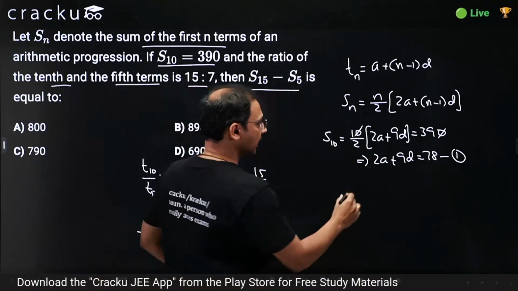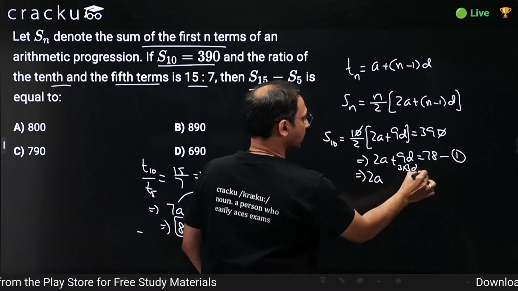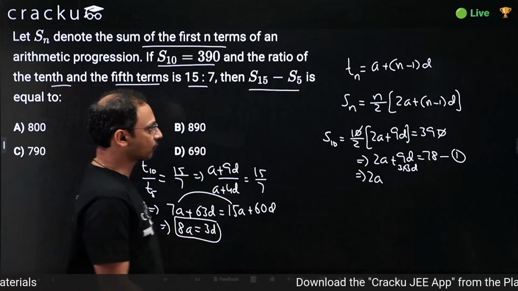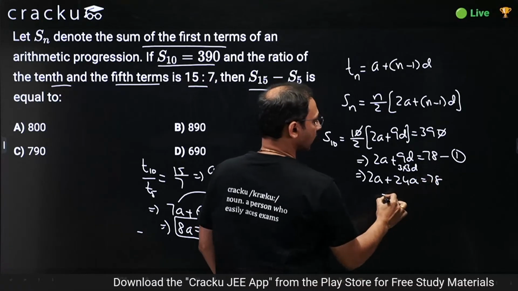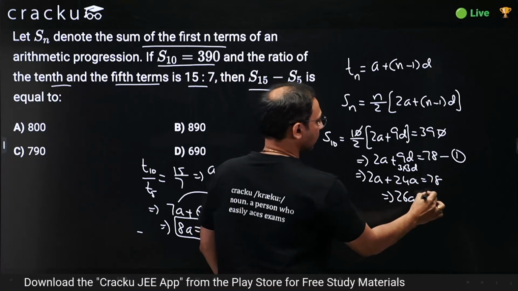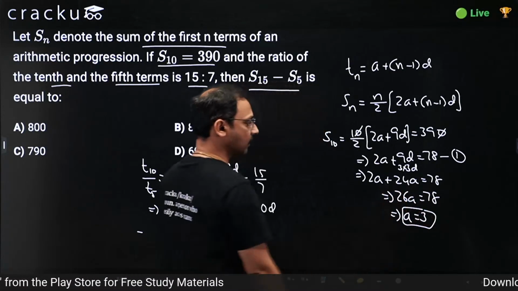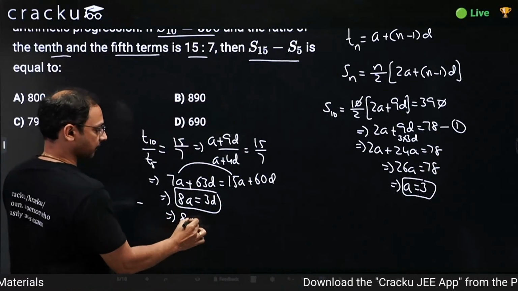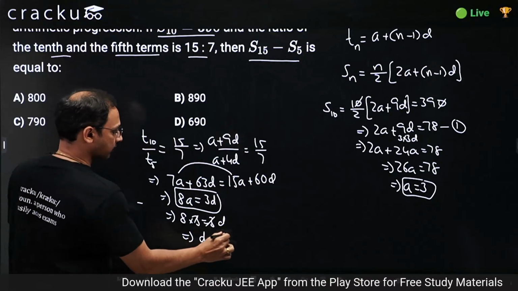Here we have 9d. So 9d I can write as 3 into 3d. Thrice of 3d will become thrice of 8a, that will be 24a. So this will be 24a, or 26a is equal to 78. And from here we get a is equal to 3. If I put a is equal to 3 here, we get d is equal to 8.